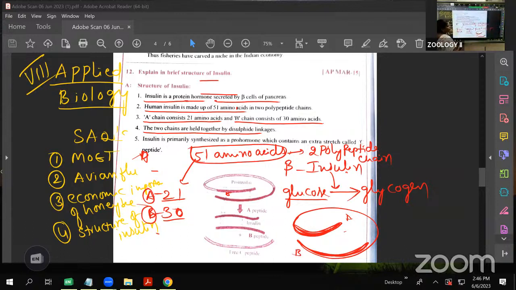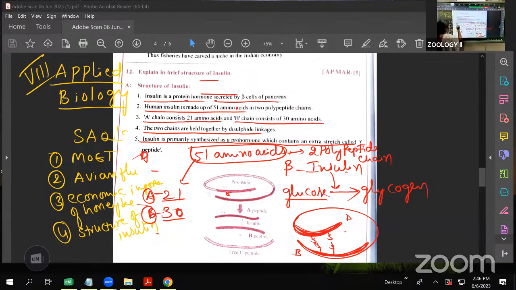There is an interconnecting link. Between the A and B chains, the disulfide bonds are there, like this. I am clearly writing S and one more S connected like this. The A and B chains, the two chains, are held together by the disulfide linkage. Next, insulin is primarily synthesized as a prohormone, which contains an extra stretch called the C peptide.